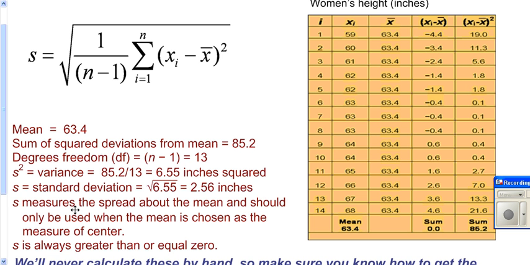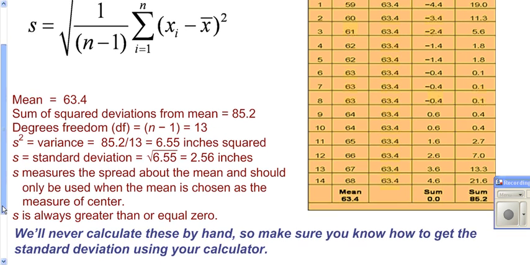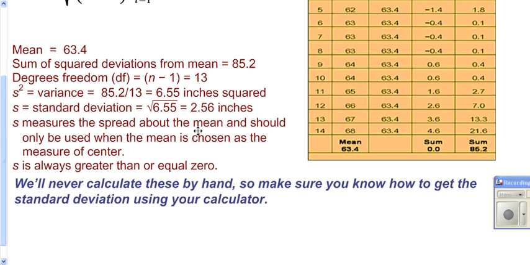Now, the nice thing about your standard deviation is it always has the same units as your mean. Also, standard deviation is always greater than or equal to 0. It's never negative. And it basically lets you know if your data is spread out a lot or a little. The bigger your standard deviation, the more spread out your data is. The smaller your standard deviation, the more compact your data is.